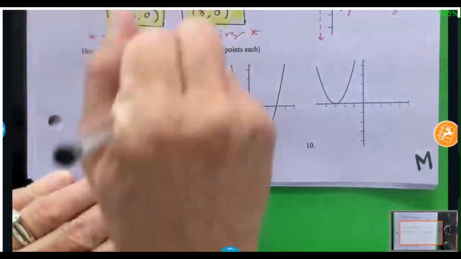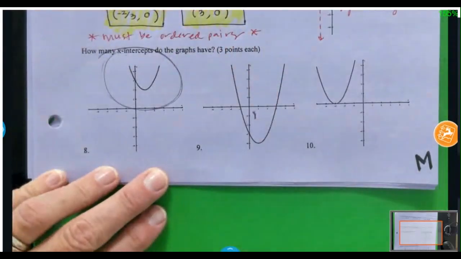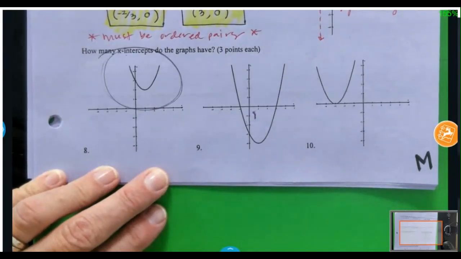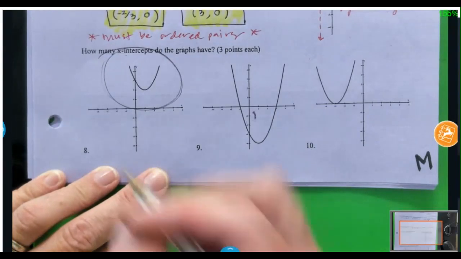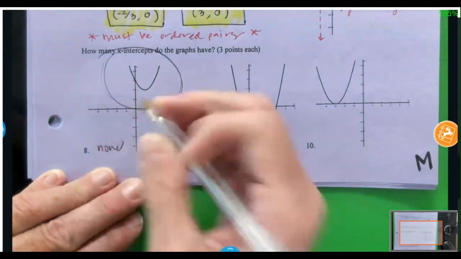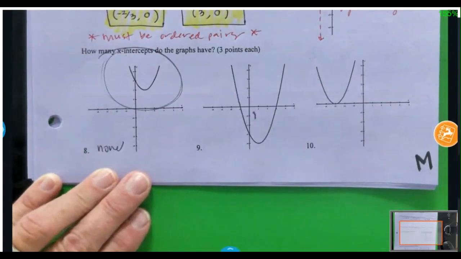So if you look at this one, an x-intercept is where it crosses the x-axis. So how many times does that quadratic cross the x-axis? None. Because it says how many, you can put 0 if you want to.